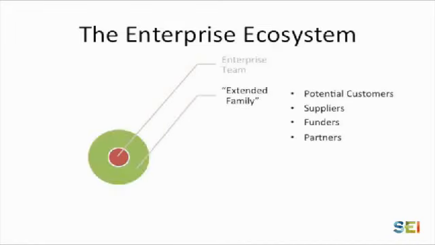The next ring out in this diagram, we have the extended family. They're not part of the enterprise, but they are going to have direct input and influence. This group consists of potential customers, suppliers, funders, and partners from other organizations. They'll be engaged actively by the enterprise team during the early development of the enterprise, during startup, and beyond.